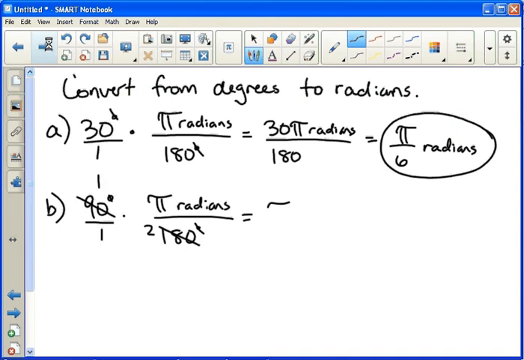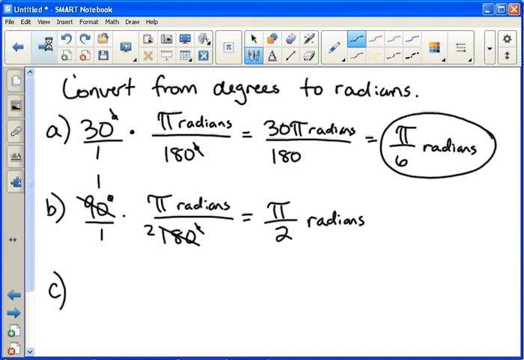So it's pi over 2 radians, which if you looked back at the circle we drew, you could have seen that already. But 90 degrees is the same as pi over 2 radians. If you notice, for all of these, all I'm doing is multiplying by pi over 180 and then just simplifying the fractions. Okay, let's try one more going this direction.